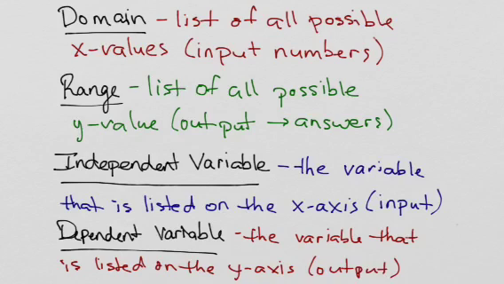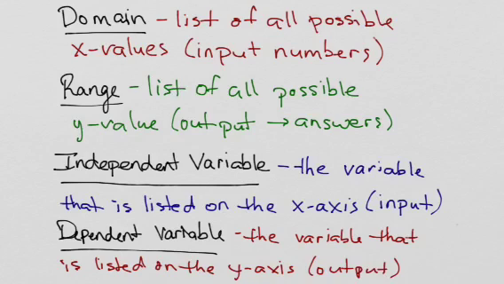So first off, the domain, that is the list of all possible x values. That's our input numbers, the number you put into our problems. Then the range is a list of all the y values, which are our outputs, or our answers. You put a number into the problem, what answer do you get? Well, the answer is the range. The number you put into the problem is the domain.